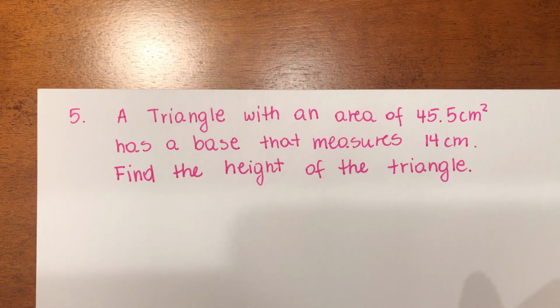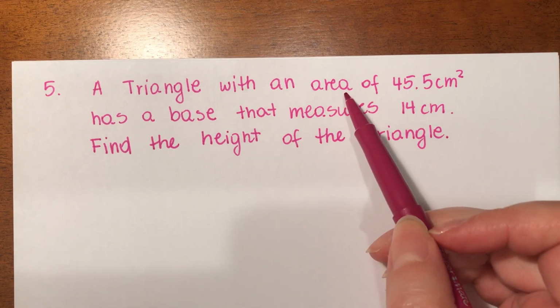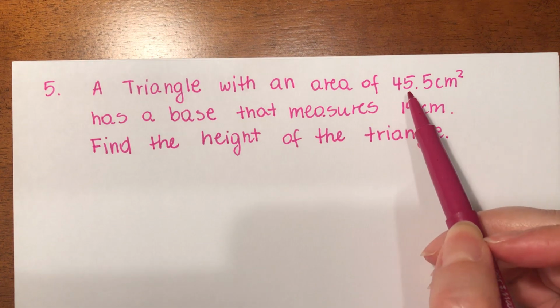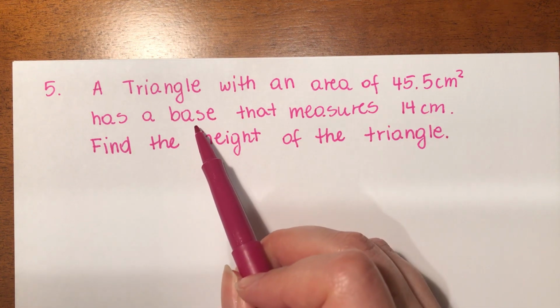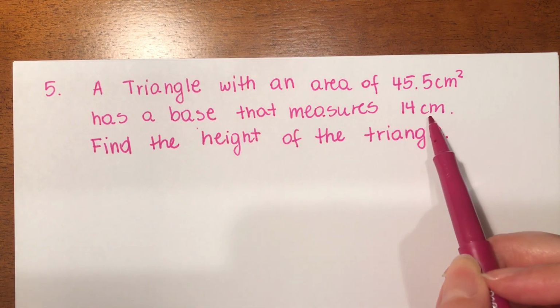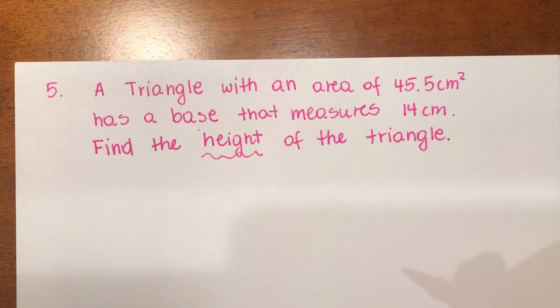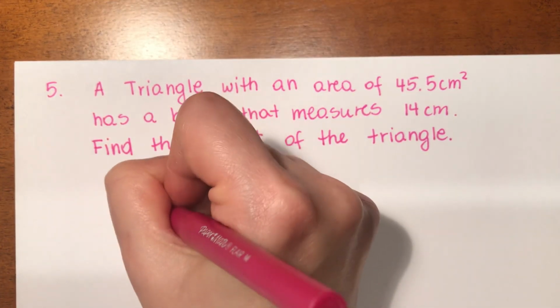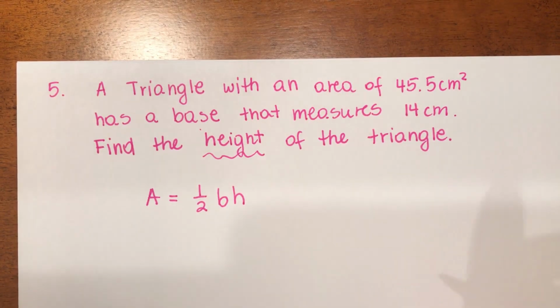Okay, so here's the word problem. Okay, so we are looking at the triangle. Now this time we're not looking for the area. Area is given as 45.5 centimeters squared. Another given information is base of this triangle is 14 centimeters, and then what we're looking for is the height. Now let's go ahead and write the formula for the area of this triangle. So area of a triangle is 1/2 base times height.